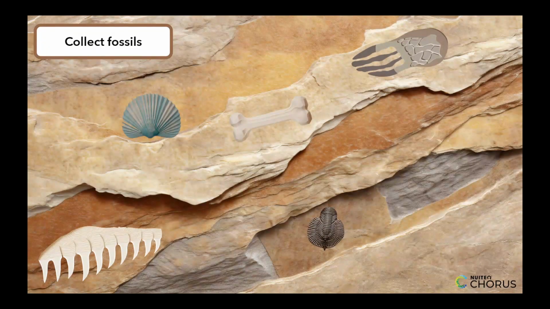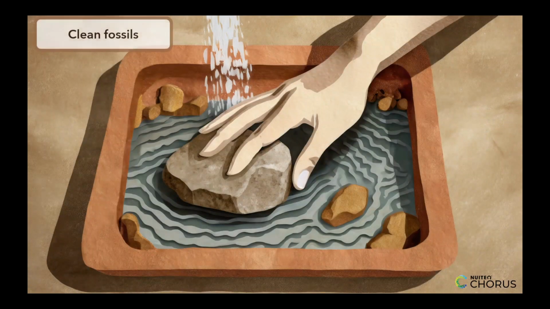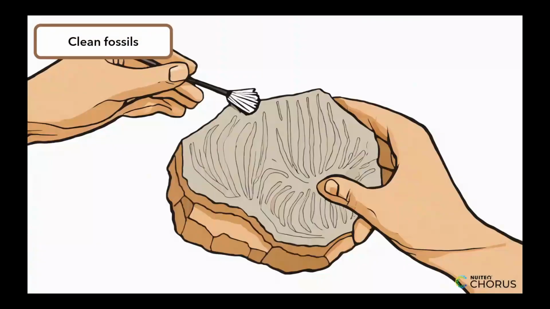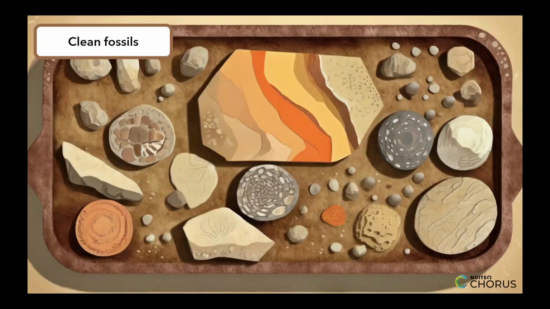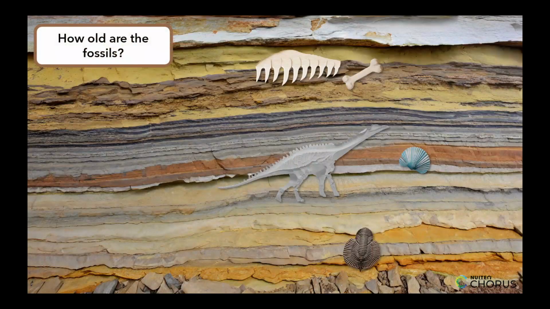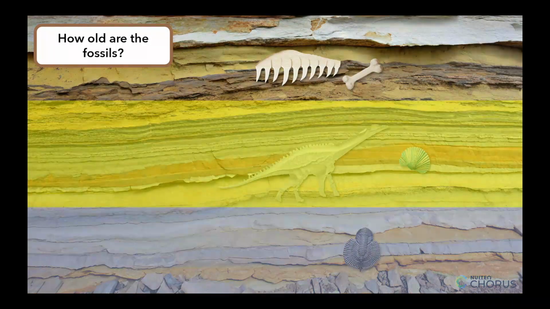Once you have collected your fossils, you would bring them back to the lab and clean them up. This way, you can get a good look at them and see what they're made of. Next, you would have to figure out how old the fossils are. You can do this by looking at the rock layers where you found the fossils.